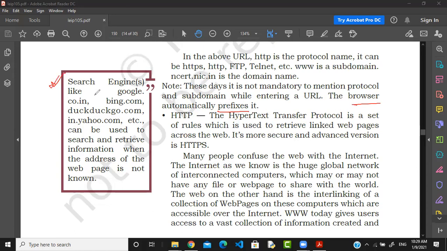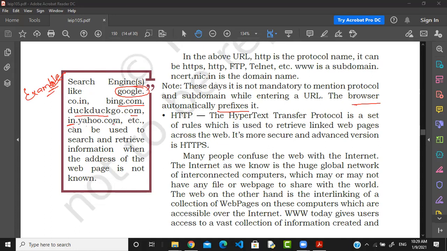Okay, search engine like Google. This is one question. Write the example of two search engines. Give the example of two search engines. Google, google.co.in, bing.com, duckduckgo.com. Okay, in.yahoo.com, yahoo.com.